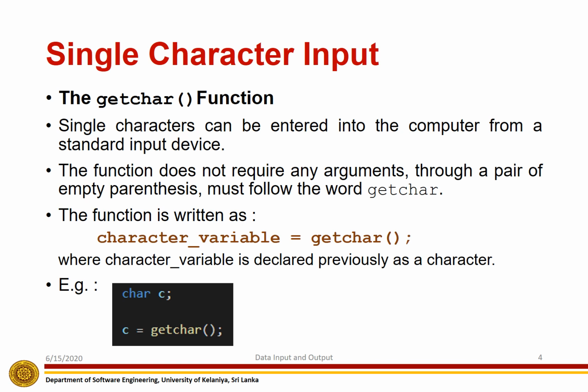In general terms, a function reference would be written as character variable equals getchar and empty parentheses, where the character variable refers to some previously declared character variable. You can see an example in the slide. The first statement declares c as a character type variable, and the second statement causes a single character to be entered from a standard input device and then assigned to c. The getchar function is for getting the input from the keyboard.